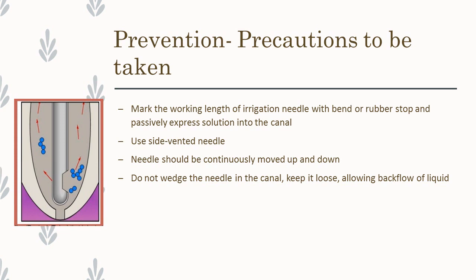A side vented needle is a very good option so that it doesn't push the irrigant beyond the apex. Make sure that the needle is not wedged in the canal. Move it continuously up and down so that you are sure that it is loose in the canal, allowing the backflow of the liquid from the canal orifice.